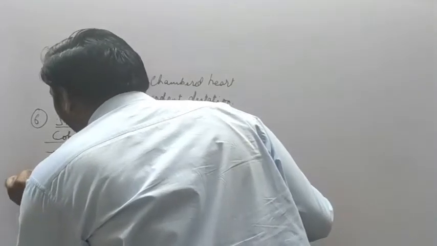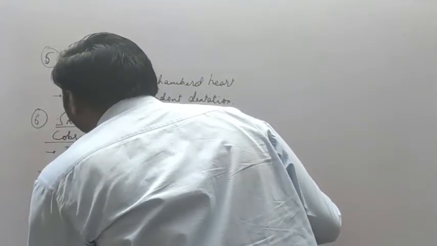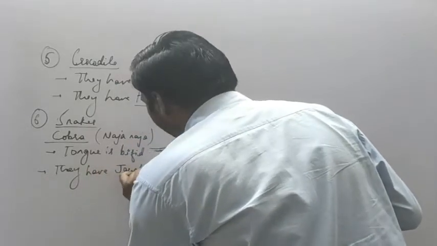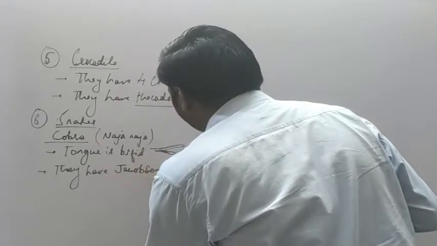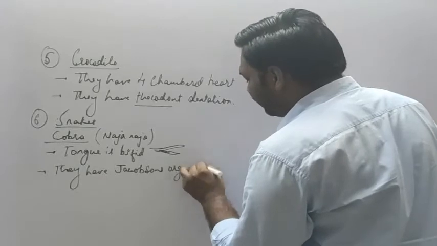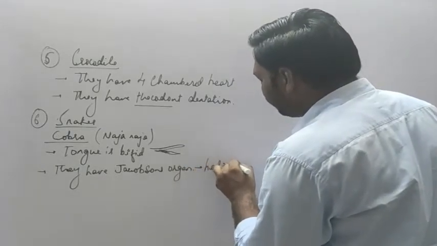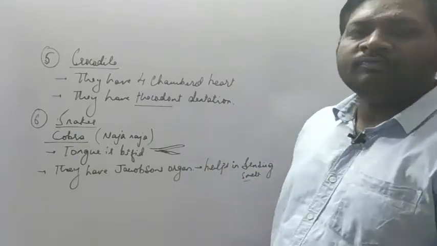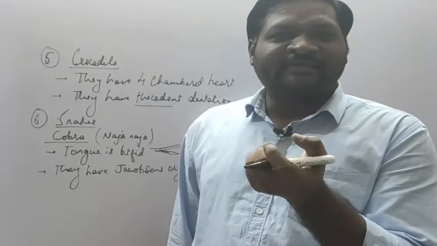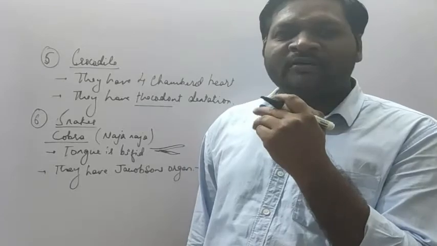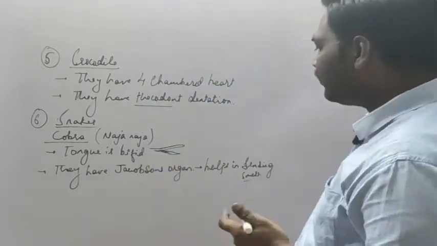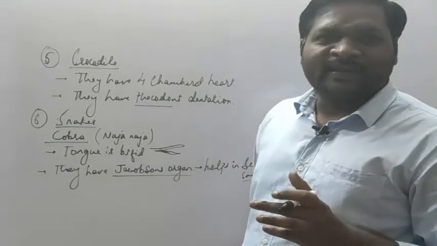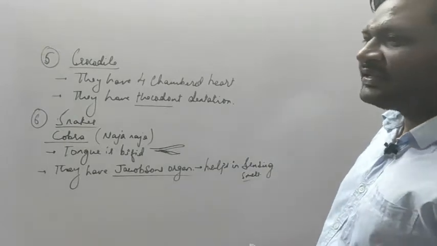Okay, the next, they have Jacobson's organ. Now, what is the function of Jacobson's organ? It helps in sensing smell. How? The tongue, which has certain receptors, receives the smell from the surroundings and takes it to the buccal cavity. Within the buccal cavity, at the roof, there is a sensing organ called Jacobson's organ, which helps in sensing the type of smell. So if they are showing any kind of predation movement, they can sense their prey.